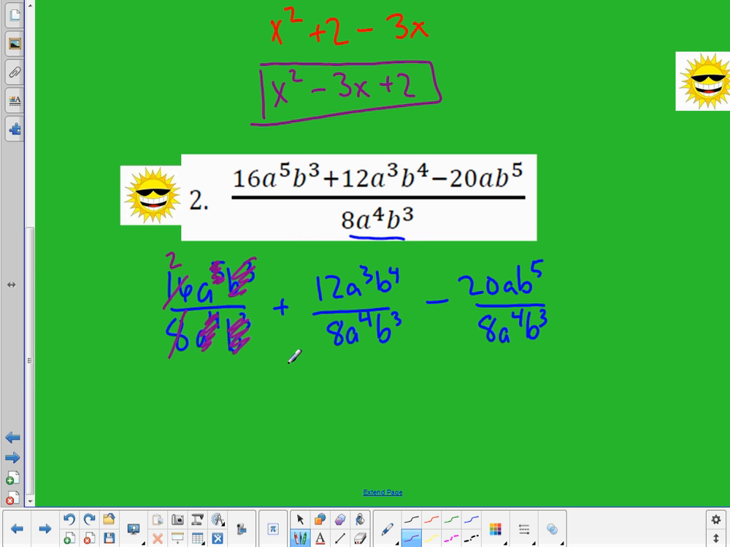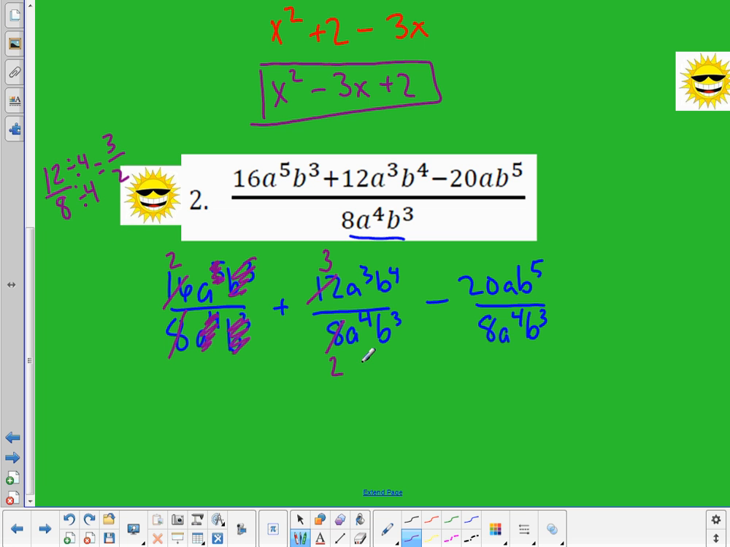However, 12 and 8 have a common factor, so I can take out the common factor there. I'd have 12 and 8 with a common factor of 4, meaning 12 divided by 4 gives me 3, and 8 divided by 4 gives me 2. Basically, we're just treating that as a fraction of 12 over 8 and reducing it by dividing each part by 4. That's all that really happened there, 3 over 2.